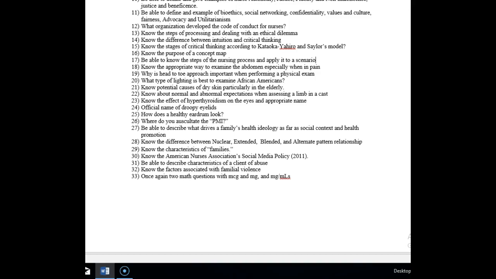Okay, so next we have to be able to describe what drives a family's health ideology as far as social context and health promotion. Basically, all I want you to know is that the family's beliefs, their values, their cultures, and their practices influence how they promote their health behaviors. And I think we've discussed that over and over again.